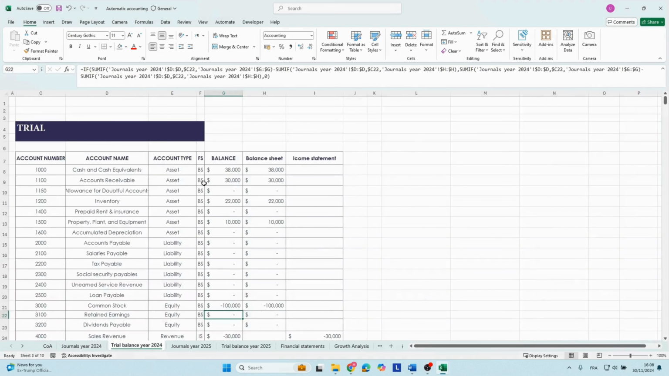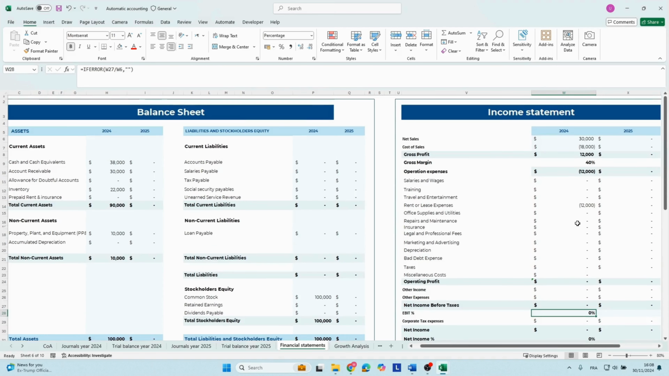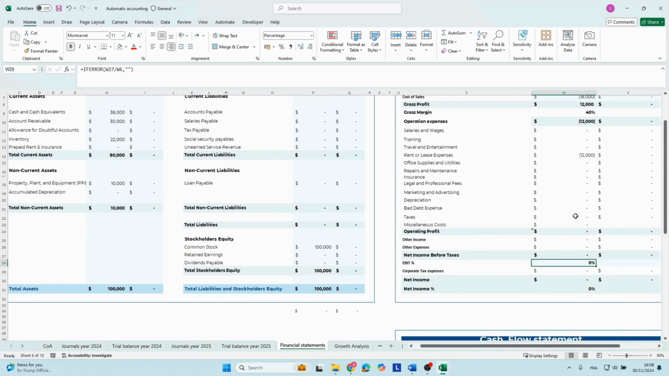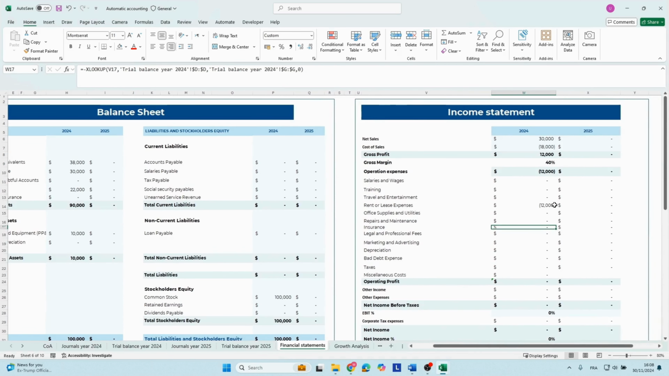We check again the trial balance. Then we go to the cash flow statement. And for the first time, we have 12,000 as operation expense. The result becomes 0 in this because the operation expenses reduce our profit.